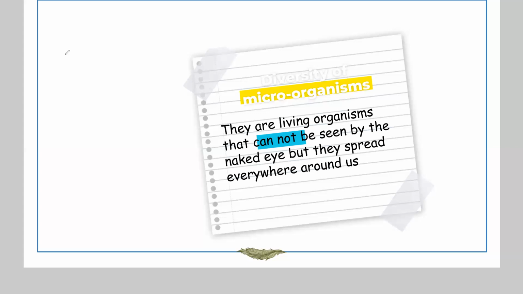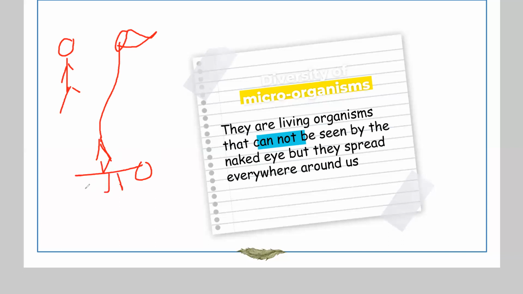A living organism can be a human, can be a plant, and can be an animal. I'm sorry for the animal, it looks a little sad. So a living organism can be an animal, plant, human, or a microorganism.